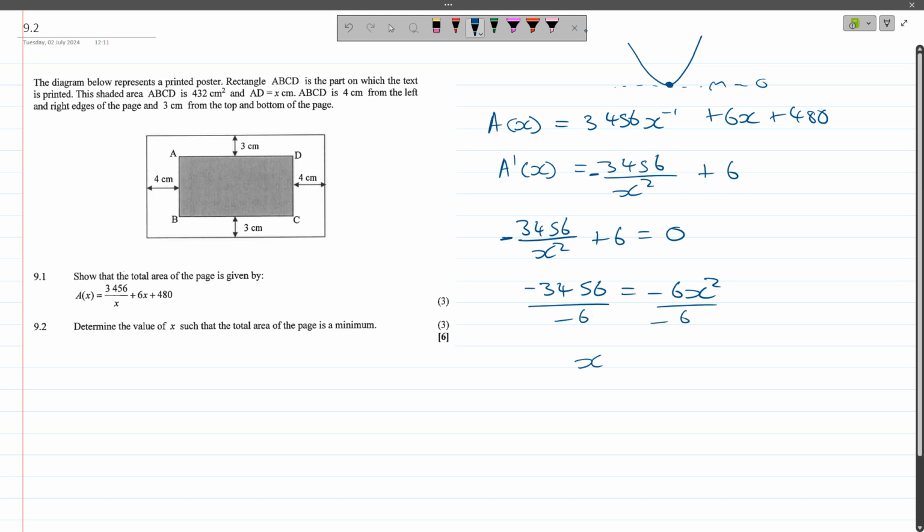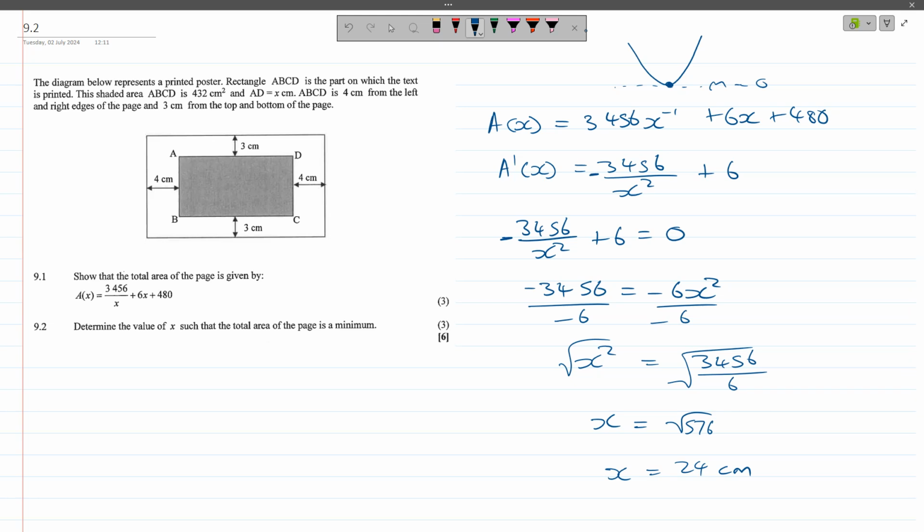and then have x squared is equal to 3456 over 6, and then take the square root of that to get an x value of the square root of 576, which will give us an x value of 24 centimeters. So that's the minimum value, that's the value of x that gives us a minimum value of our rectangle.